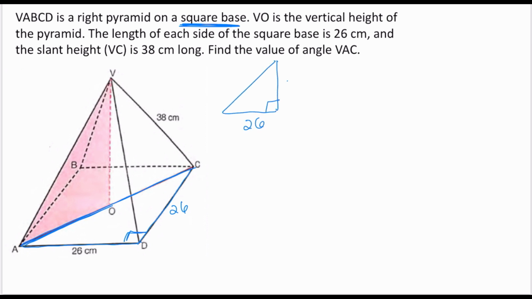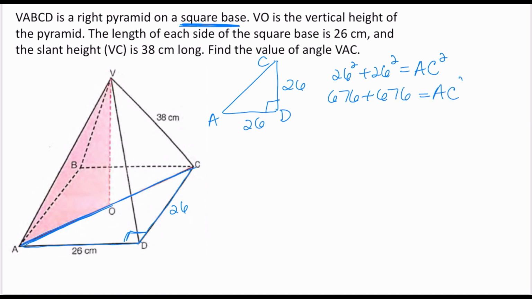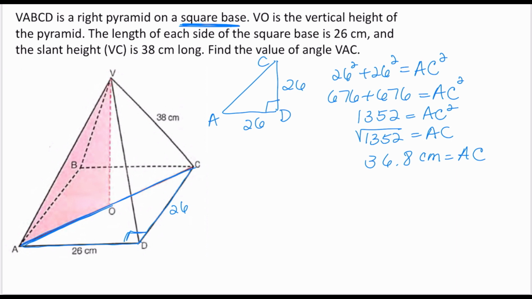So we have 26, 26. 26 squared plus 26 squared is equal to AC squared. Here's A, here's C, and this is D. 26 squared is 676. So we have 676 plus 676 is equal to AC squared. 1352 is equal to AC squared. Take the square root of 1352. And now we get that this is approximately 36.8 centimeters. I have the entire value in the calculator, but I'm going to go ahead and write down 36.8.